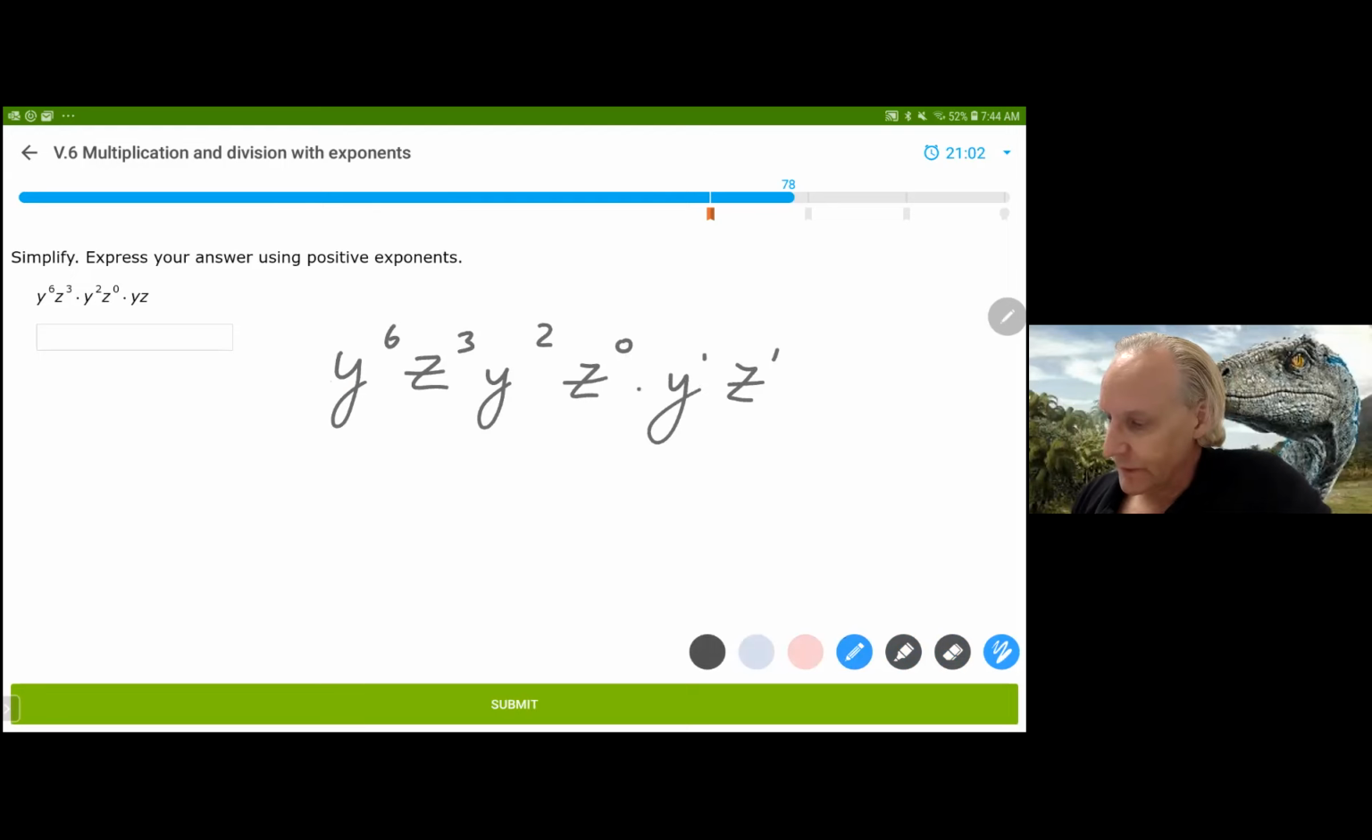Now, I'm just going to add my exponents. I want to have the y's first because they're in alphabetical order. That's going to be y to the 9th, and I have z to the 4th. And that's it. That z to the 0 doesn't count. Y to the 9th, z to the 4th, yeah.